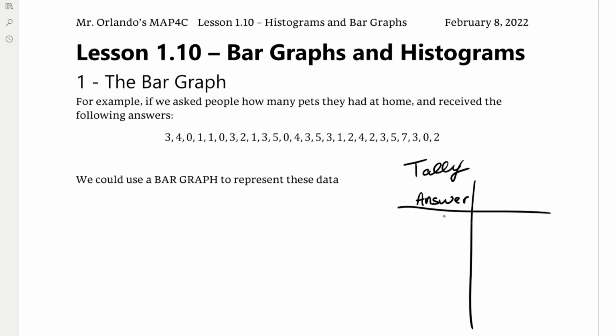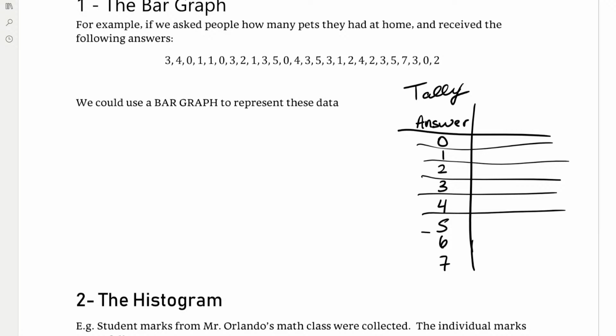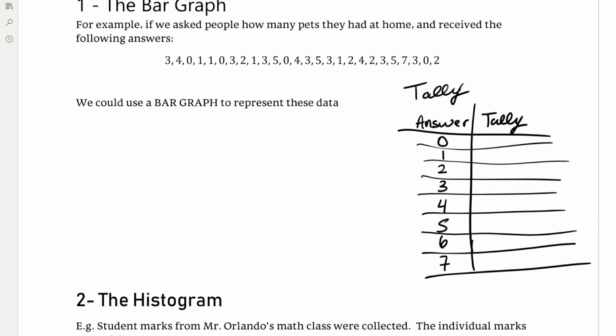Well, some people said they had no pets, and the highest number I see is 7. So 1, 2, 3, 4, 5, 6, 7, just like that. And then let's just tally up. I'll tally in red. So 3, that's one there. 4, that's one there. 0, that's one there. 1 and 1. Tally, tally. 0, 3. I just want to keep track of these so I don't lose track of any.